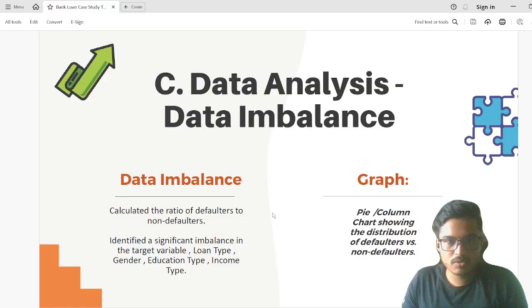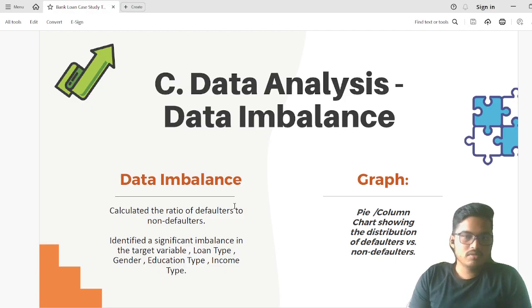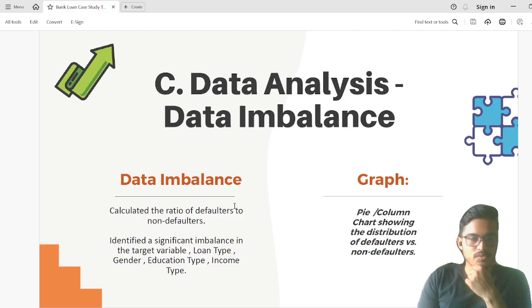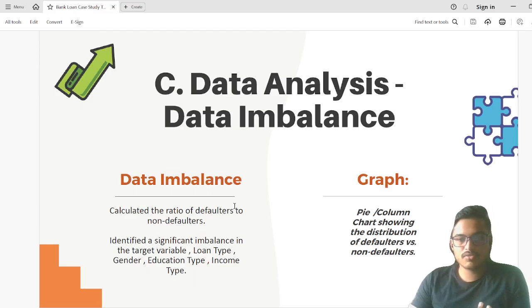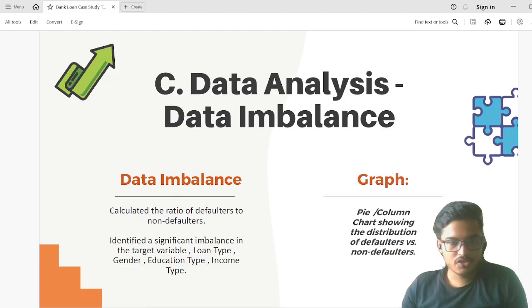So let's come back to task number C, that is the data analysis on data imbalance. The data imbalance is useful, and in this step we have calculated the ratio of defaulters to non-defaulters and identified a segment imbalance in the target variable, like loan type, gender, education type, income type.